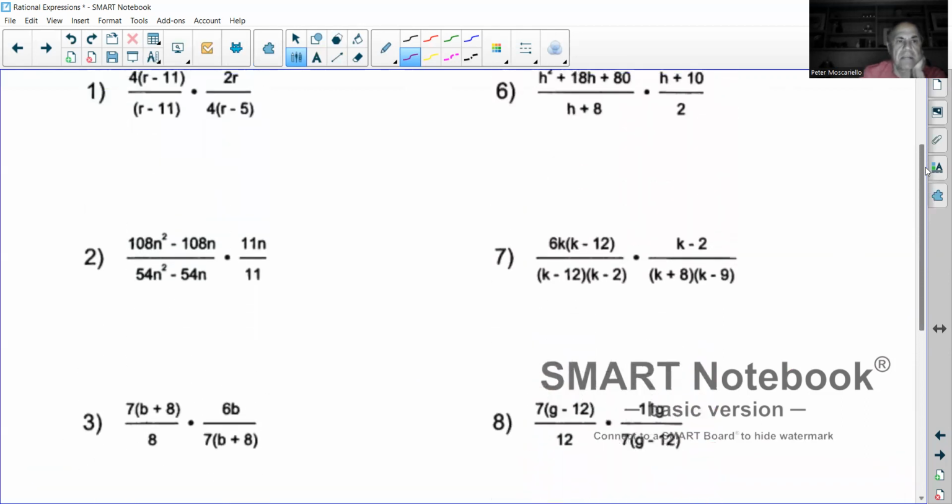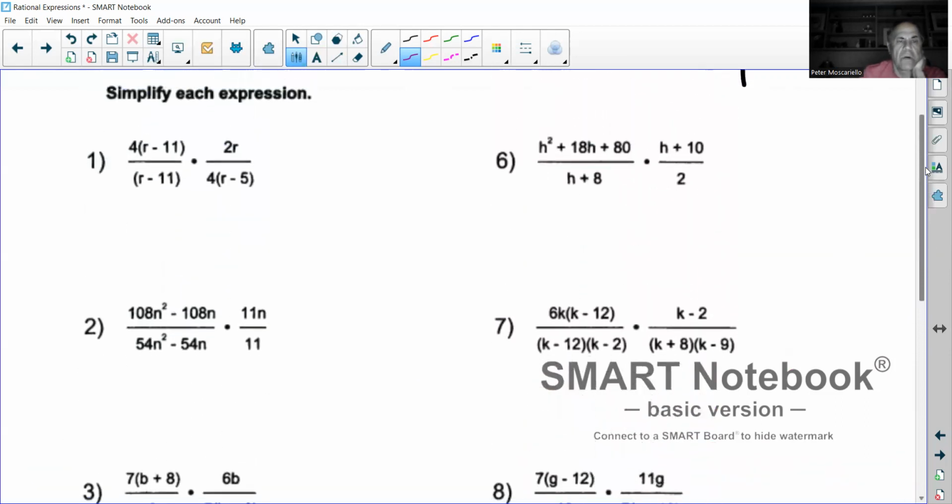Let's look at number 1. Well, can we cancel it all? Yeah, this r minus 11 cancels to r minus 11. This 4 cancels this 4. I guess it's just 2r or r minus 5.